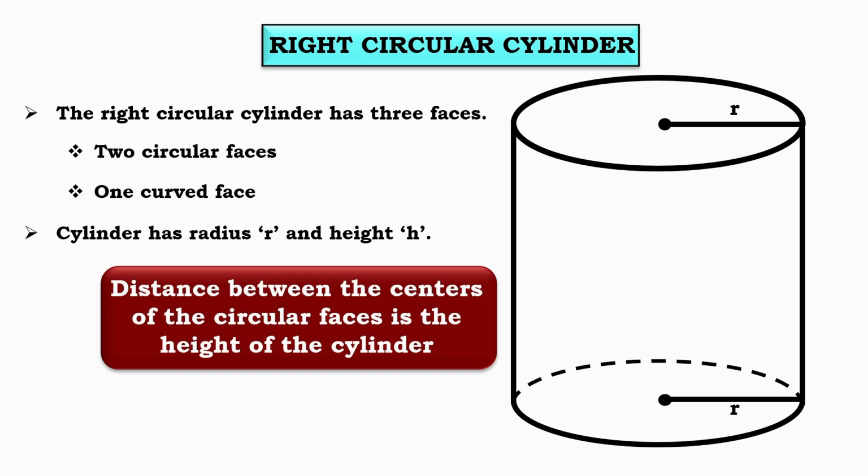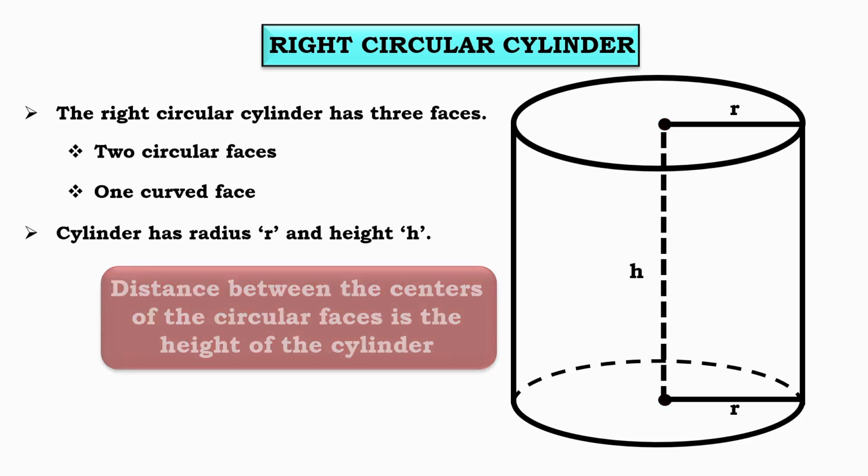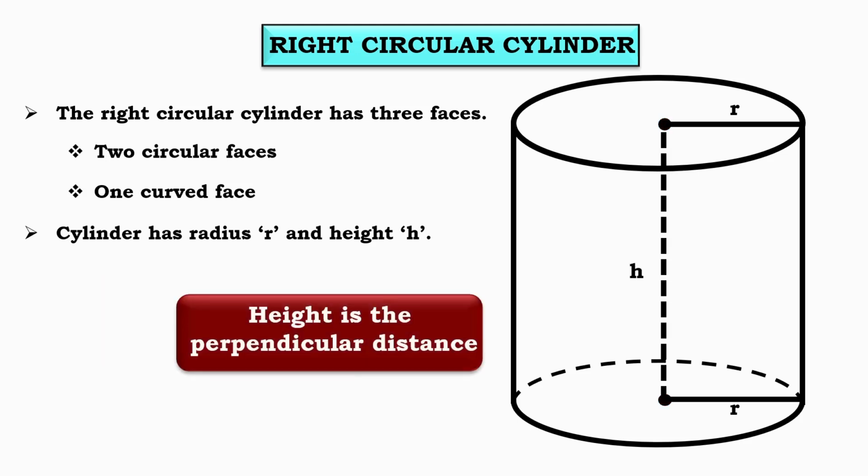The distance between the centers of the circular faces is the height of the cylinder. So if we take the top circular face and the bottom one, and take the distance between them, that will be the height of the cylinder. So this is the h. Now height is always the perpendicular distance. So this will be perpendicular.